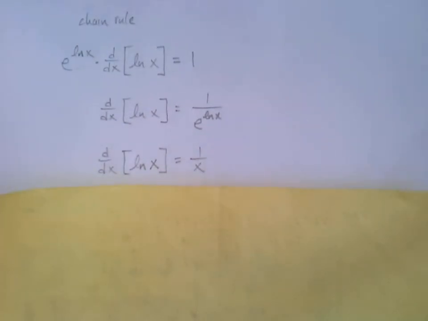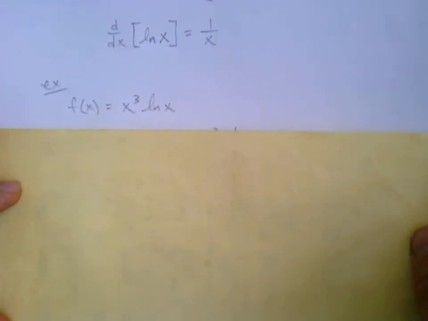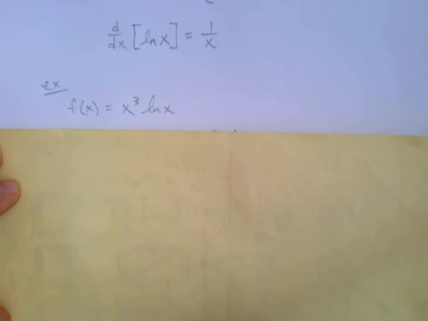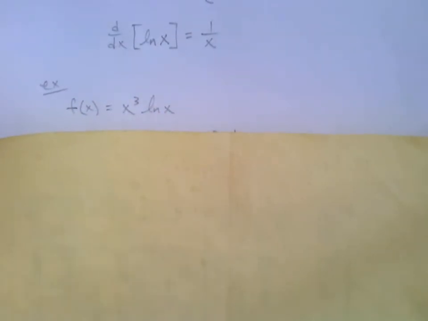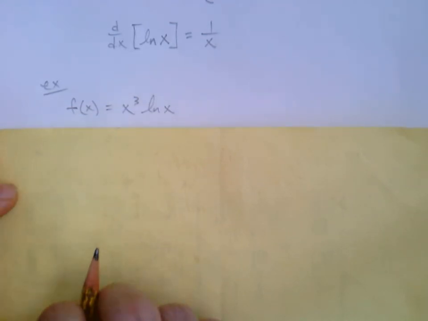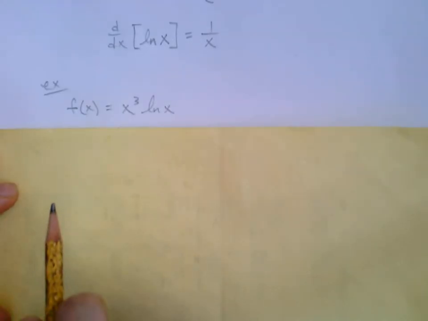Okay, let's pause before we go on. Just do a couple of examples, get used to this idea. A couple of derivatives. So, let's say f of x equals x to the third times the natural log of x. Let's find f prime. You think, okay, well, we know this, so we're good to go.